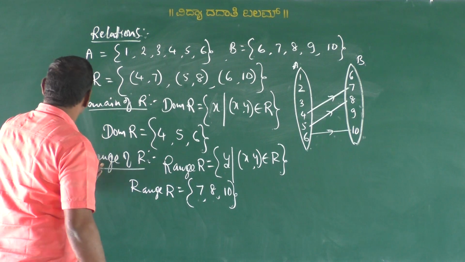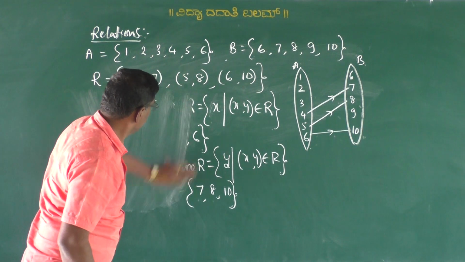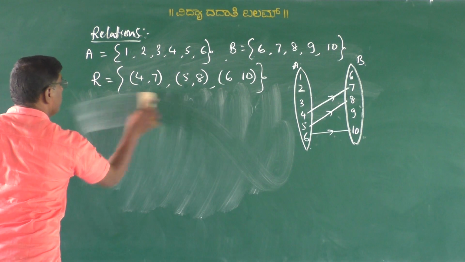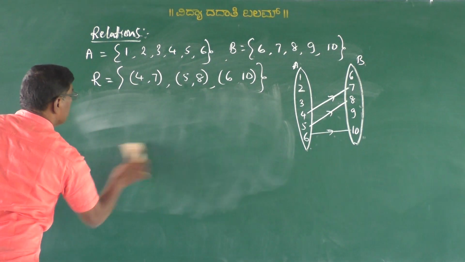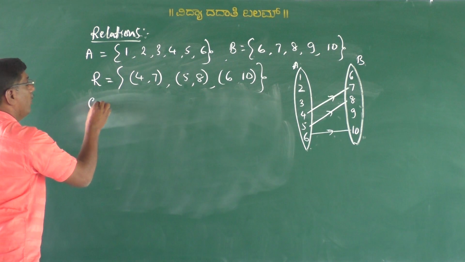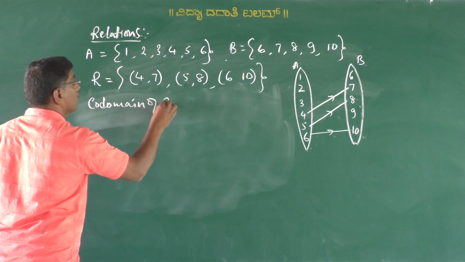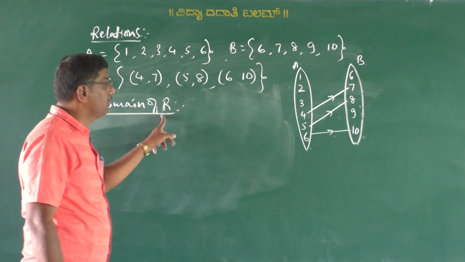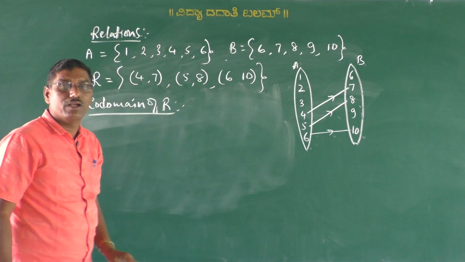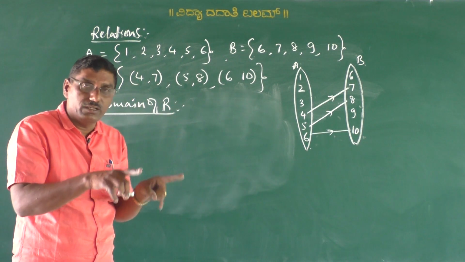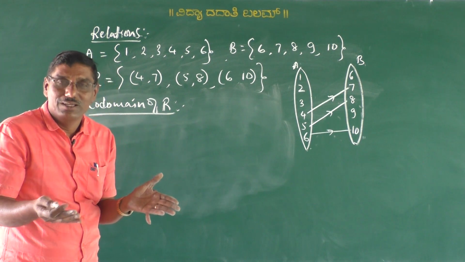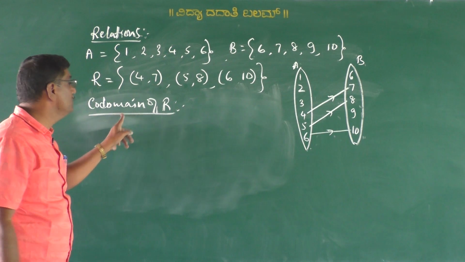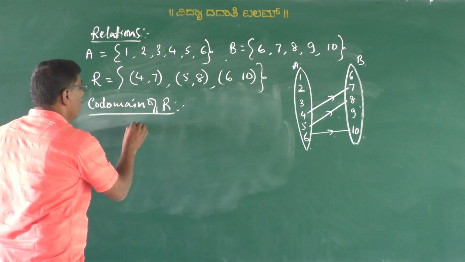Now we have to move on to another element of a relation, my dear students, that is the codomain of R. The whole set B is what we call the codomain of R. That means the set of all elements which belong to the set B is what we call the codomain of R. Are you understood?